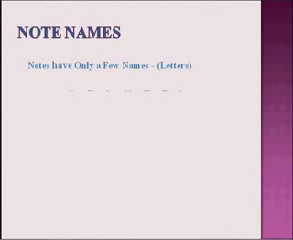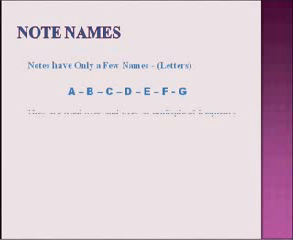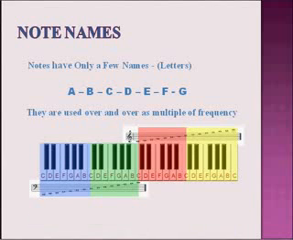Notes have only a few names, and they're basically A through G. They're used over and over as a multiple of frequency. In this case, you can see that I've grouped these 4 sets of notes. We go from C to C, or A, B, C, D, through G within that same group, but only going from C to C 4 times on our master staff, and that's what we're showing here.